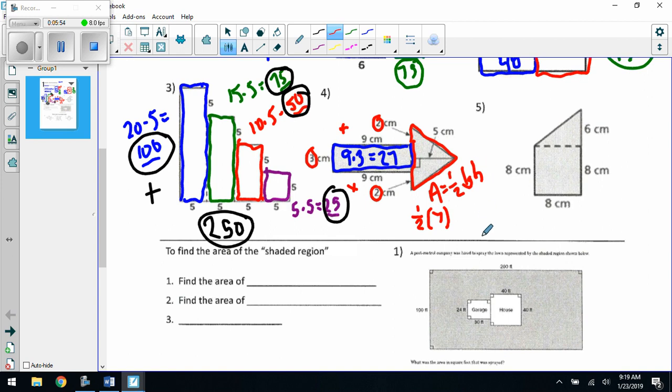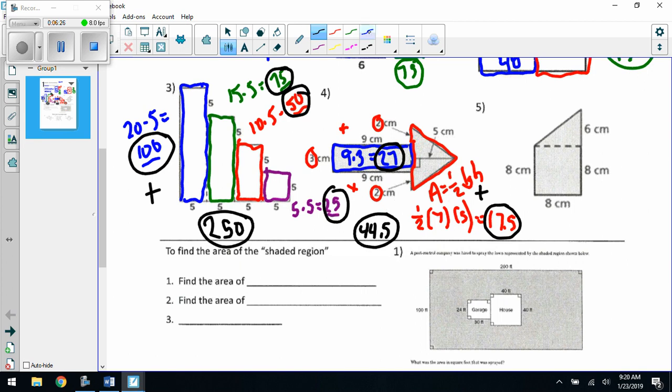Now, the last part of the area for a triangle is the height. If we recall, it's the bottom to the top, which in this case is 5. Put that in your calculator, and you get 17.5. Remember, the last step is to add the areas of both shapes together. So don't forget that last step. We're going to add, and you get 44.5.